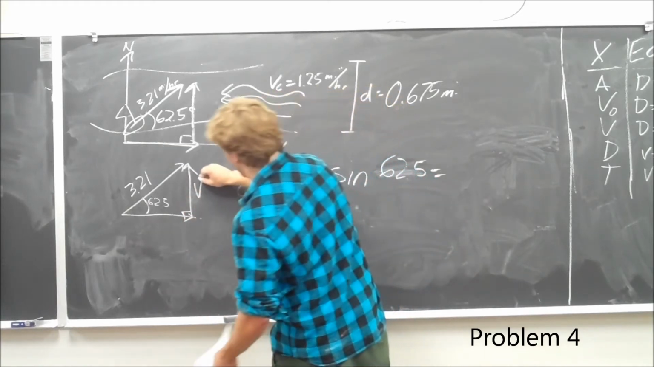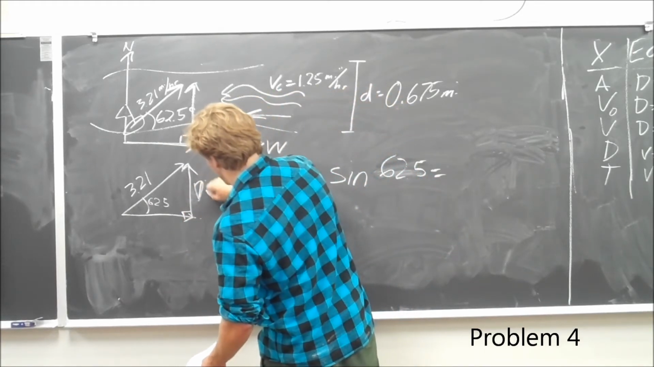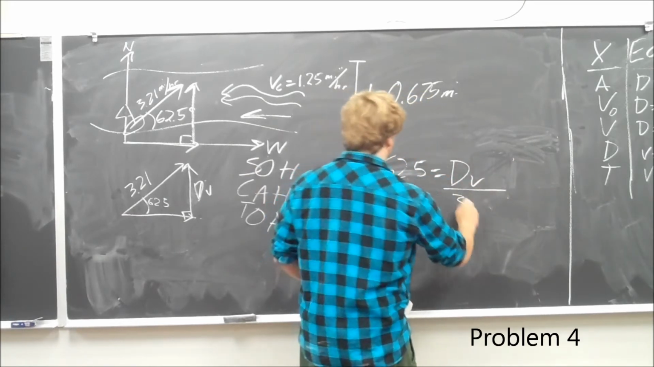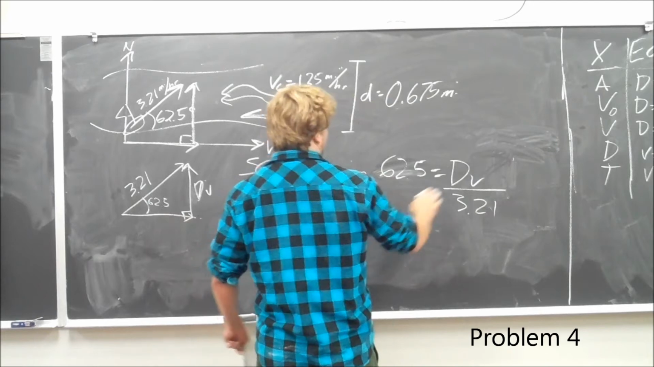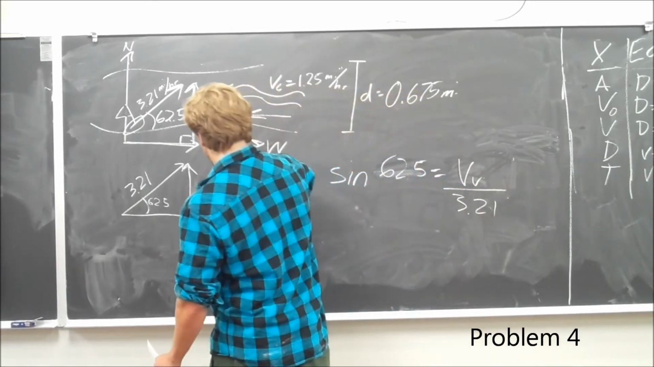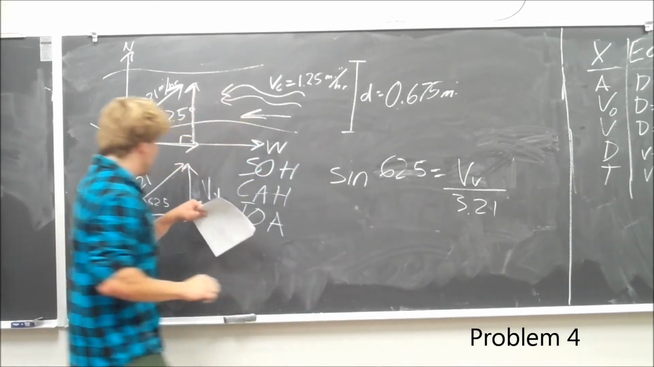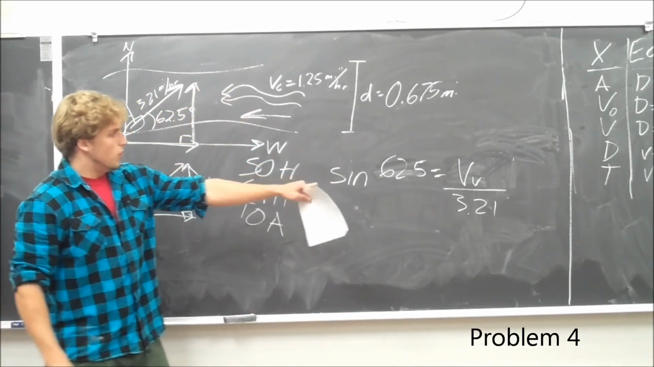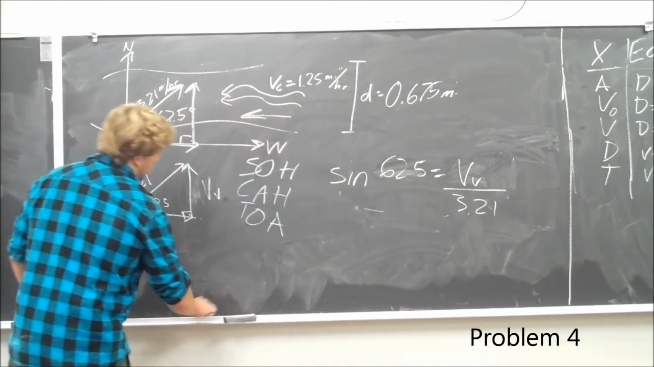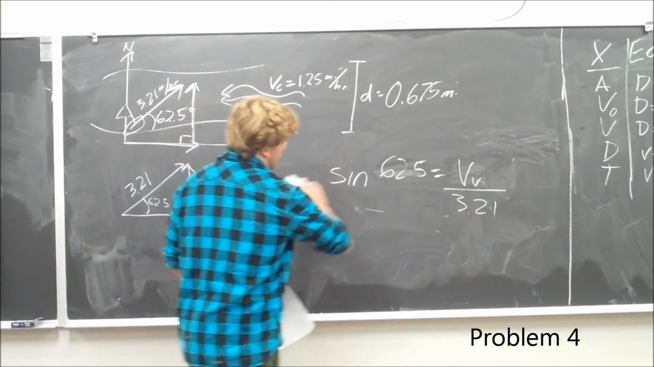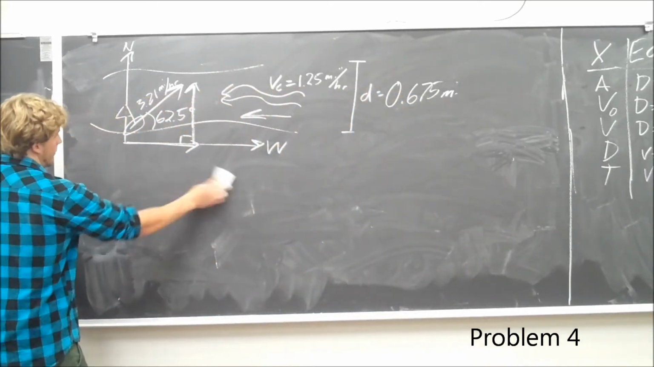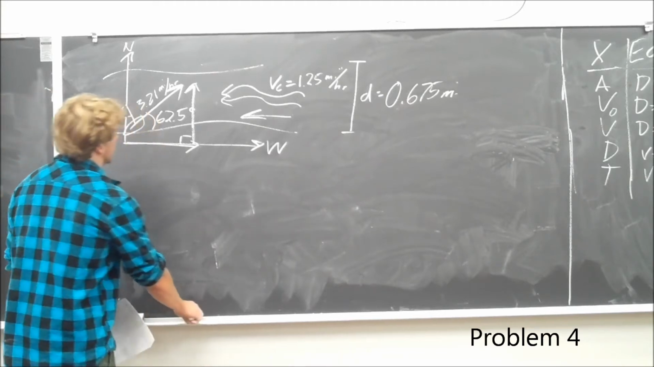vertical velocity over 3.21. Oh no, this is velocity, not distance. My bad. Velocity vertical over 3.21. So I bring this over, and then I know that it's going to be 3.21 times the sine of 62.5, and that is the vertical velocity.